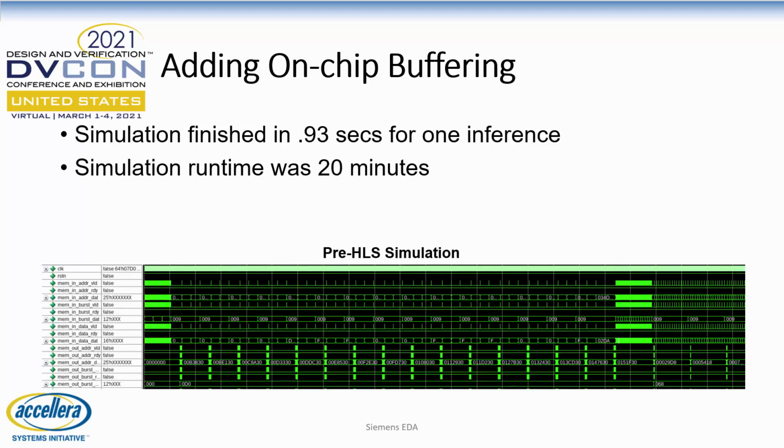After adding the on-chip buffering, the pre-HLS simulation finishes in 0.93 seconds for a single inference, and the simulation runtime is now reduced to 20 minutes, again because of the reduction in context switching. Looking at the pre-HLS simulation waveforms, it can be seen that the bus is inactive now for much of the simulation. This is because the input feature maps are read into the on-chip buffer, and the only remaining bus traffic is to fetch the weights.